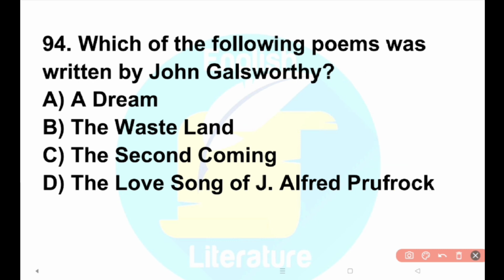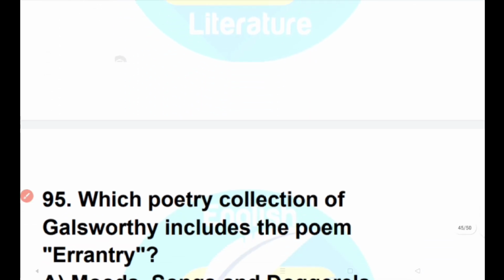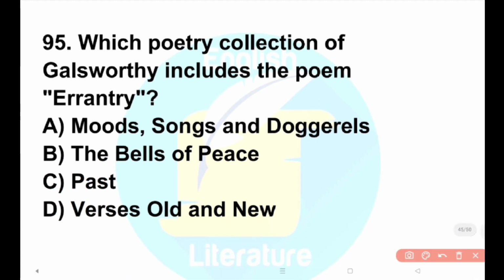Next, which poetry collection of Galsworthy includes the poem Inanity? Option D, Verses Old and New, published in 1926. This collection includes Inanity, a poem reflecting Galsworthy's later poetic style.